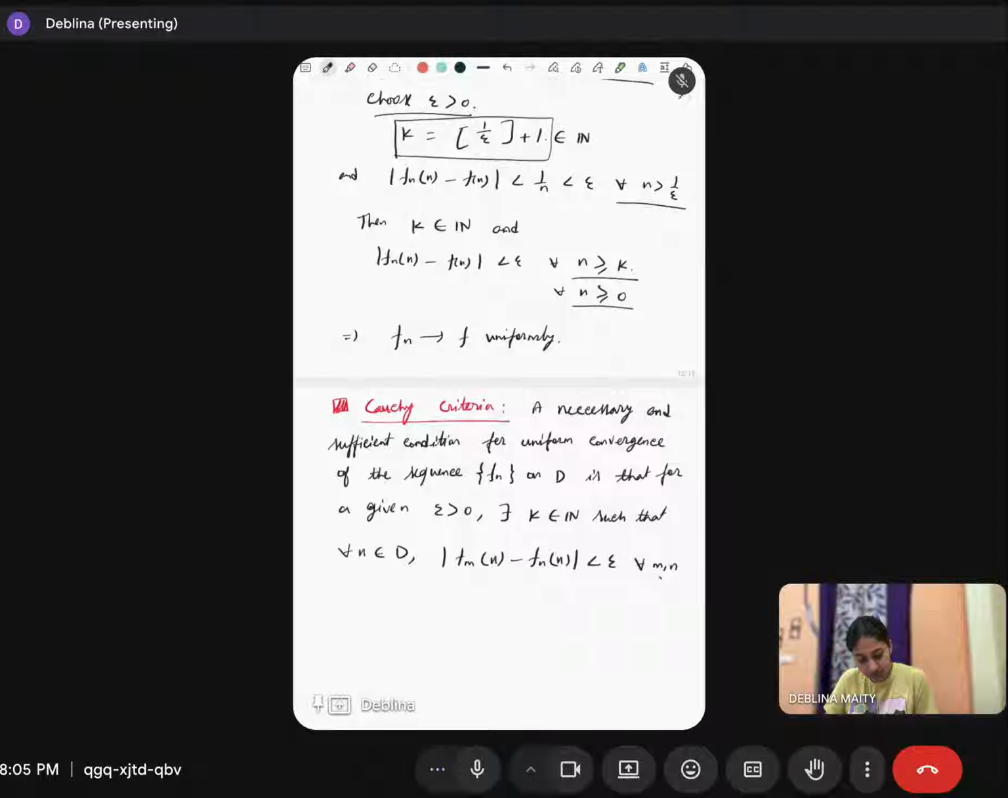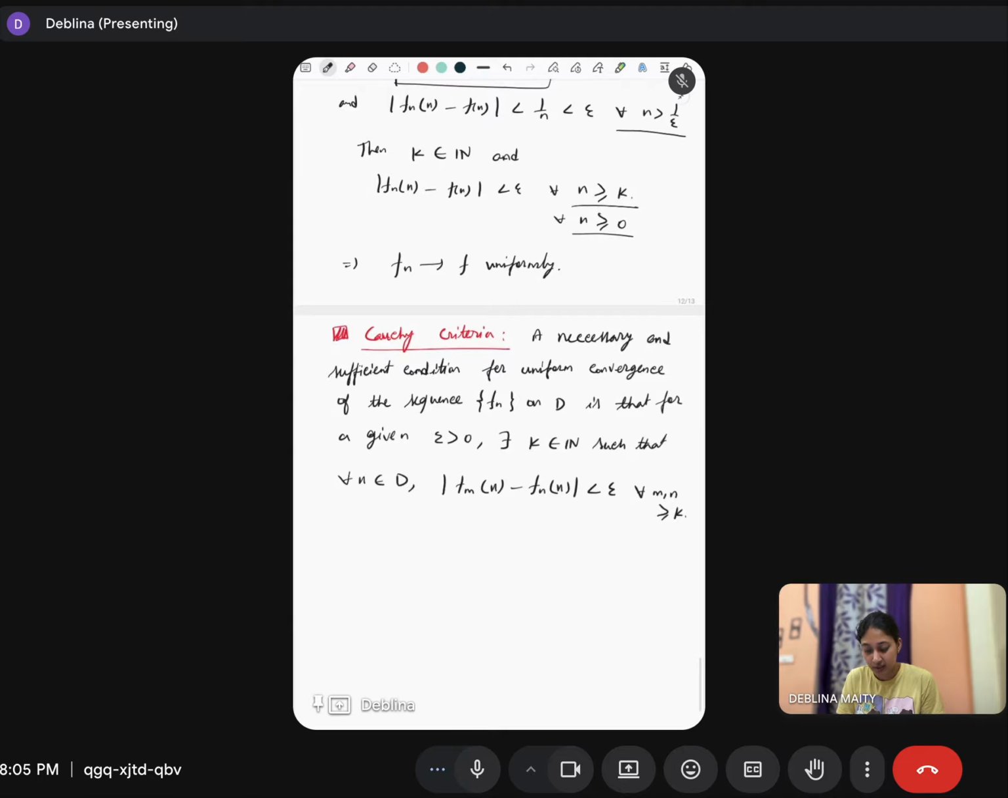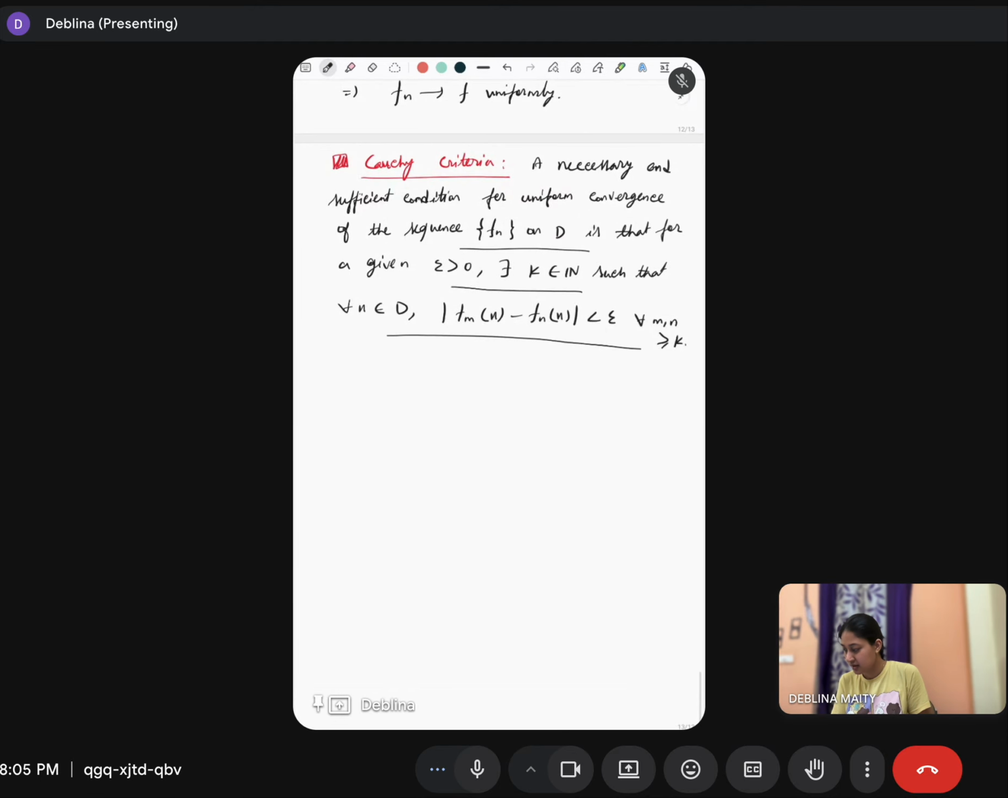Right? So this is the Cauchy criteria. This is an if and only if condition. This is a necessary and sufficient condition for uniform convergence. So fn converges uniformly if for a given epsilon greater than 0, for all x belonging to D, we will find a k for which this happens, right? Now we'll see a problem and we'll solve this by this Cauchy criteria.